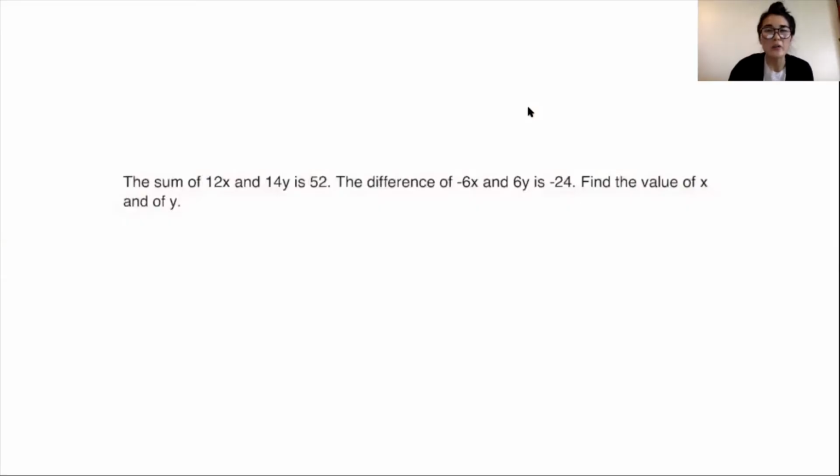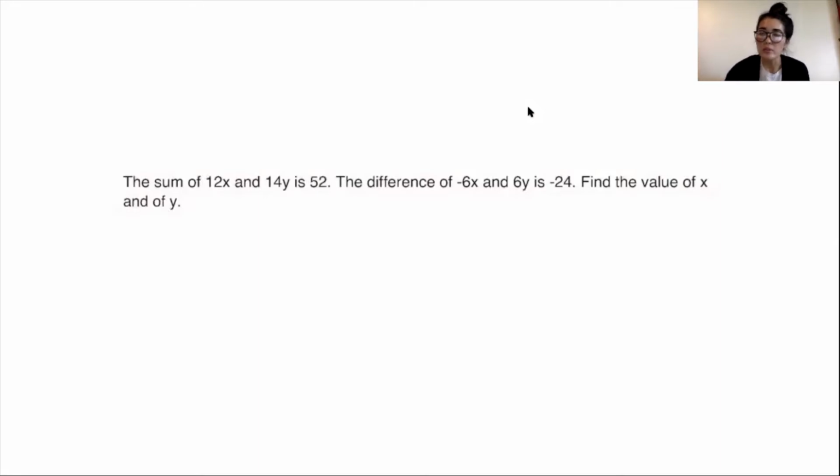All right, we'll start with an example, and you can write this in your notebook as well. As a reminder, with a system we're looking to have two equations. This one says that the sum of 12x and 4y is 52. Our second problem tells us the difference of negative 6x and 6y is negative 24, and to find the value of x and y.